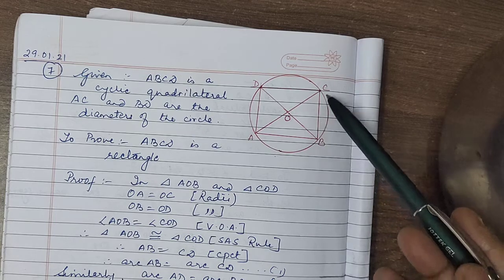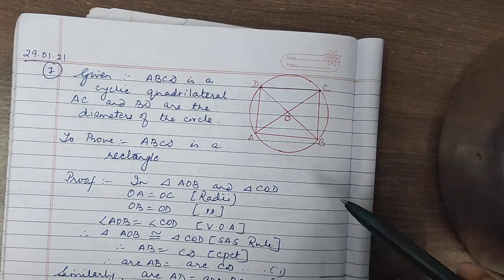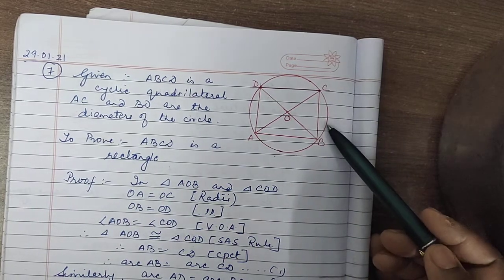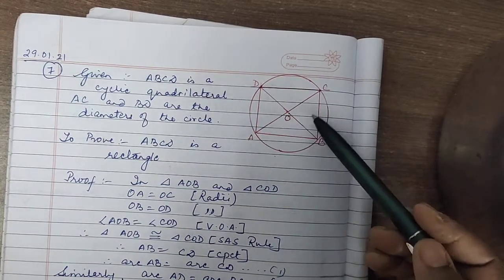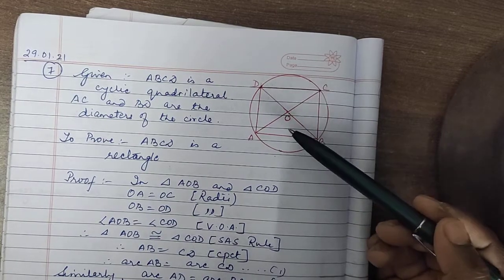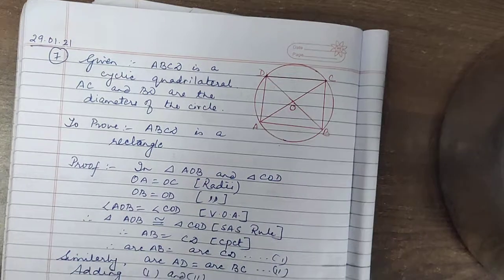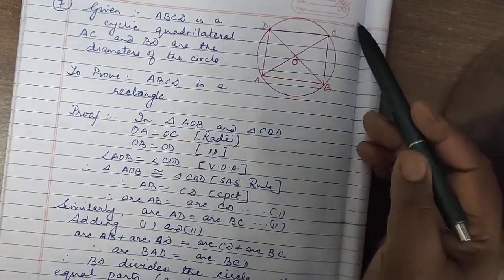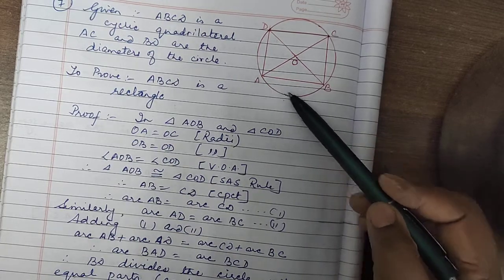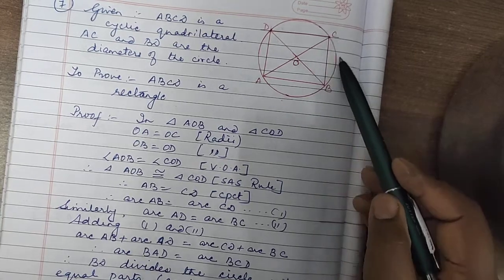Now if AB equals CD, we know that when the two chords are equal, the arcs are also congruent. Therefore arc AB will be equal to arc CD. Similarly, when we take these two triangles, then arc AD will be equal to arc BC. Okay. Now what we will do, we will add 1 and 2. Now when you add 1 and 2, arc AD plus arc AB will be equal to arc CD plus arc BC.